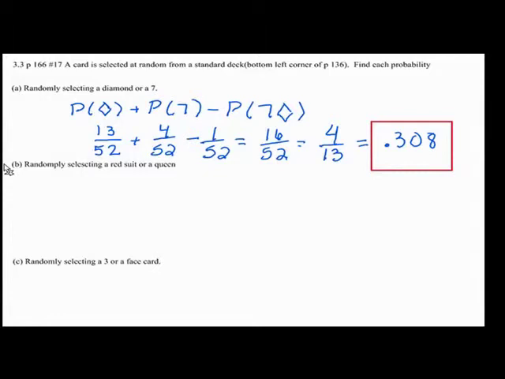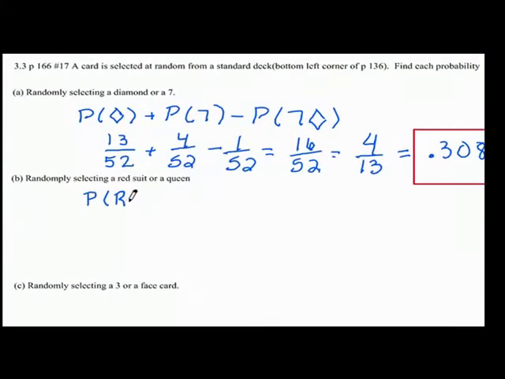Let's take a look at part B. We're asked to find the probability of randomly selecting a red suit or a queen. So that's going to be the probability of selecting a red card, plus the probability of selecting a queen, minus the probability of selecting something that happens both. This is not mutually exclusive either because you can get it both at the same time. So that's going to be a red queen.